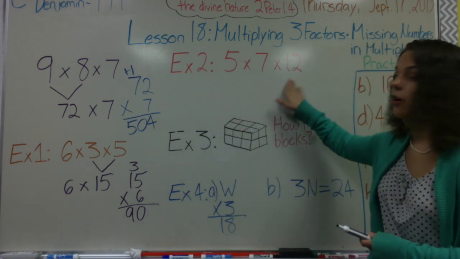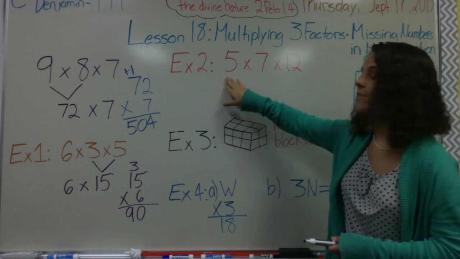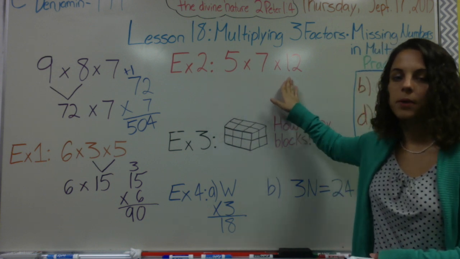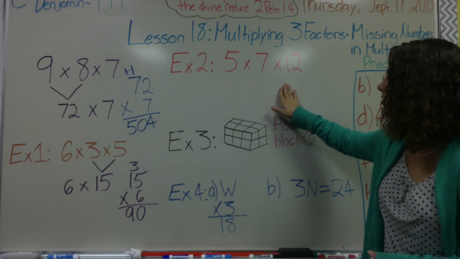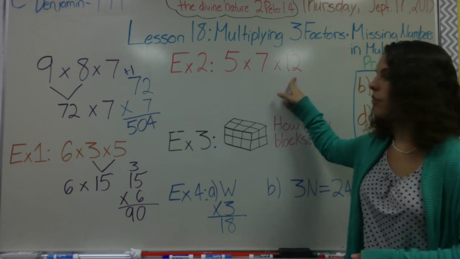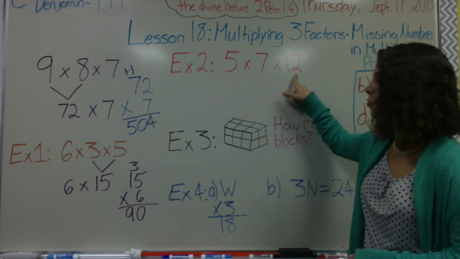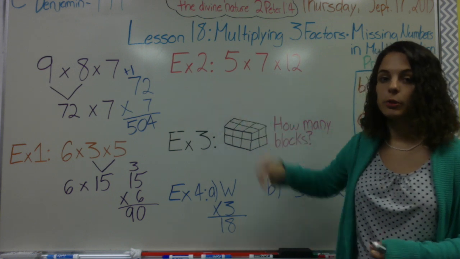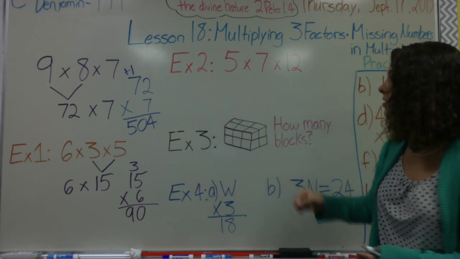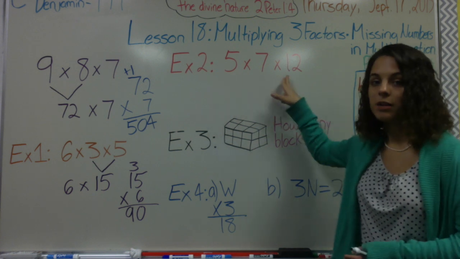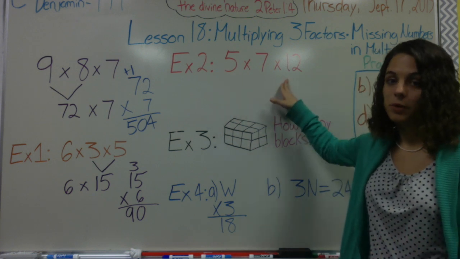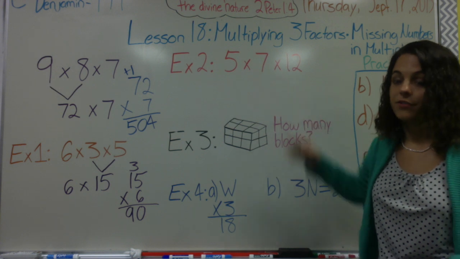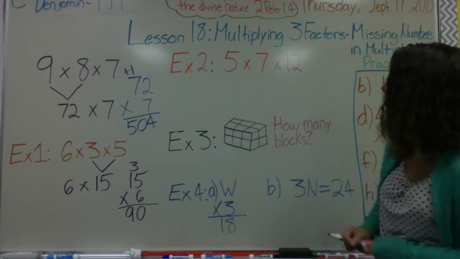I want you to, again, go ahead and try this on your own. This is 5 times 7 times 12. What I would recommend, though, is multiplying 12 times 7 first or 12 times 5 first, because we've only learned how to multiply by other one-digit numbers. So if I'm multiplying 35 times 12 first, we haven't learned that yet. So unless you remember that from last year, it'll be fairly difficult and you could end up with the wrong answer.